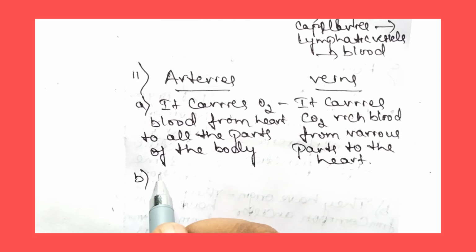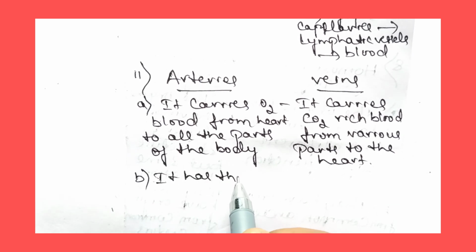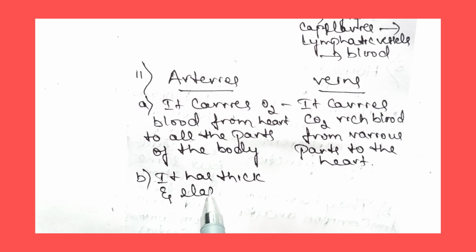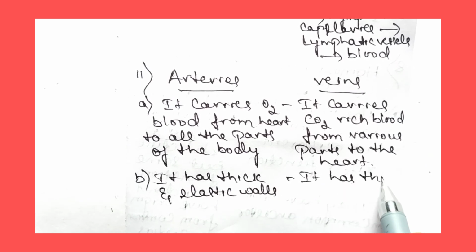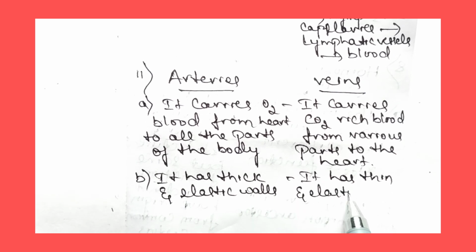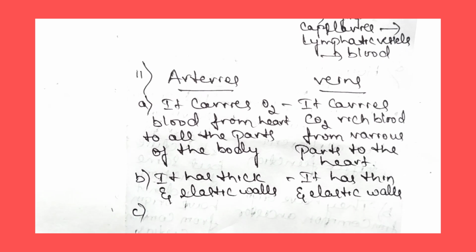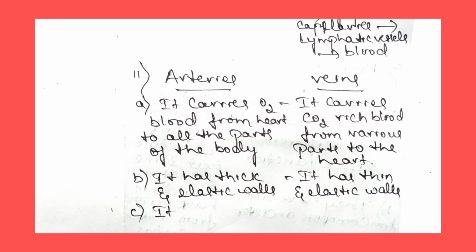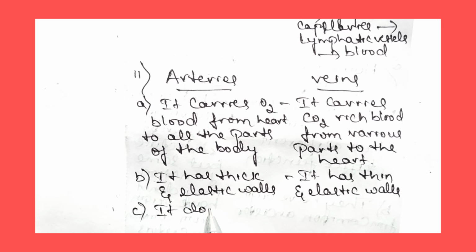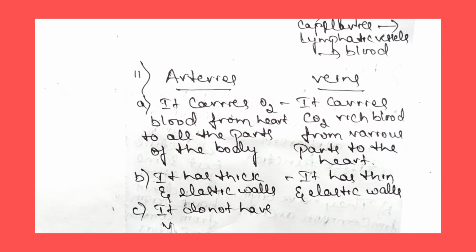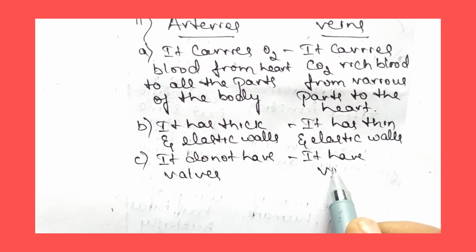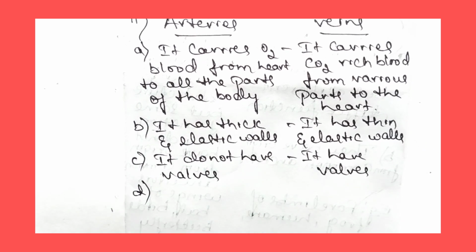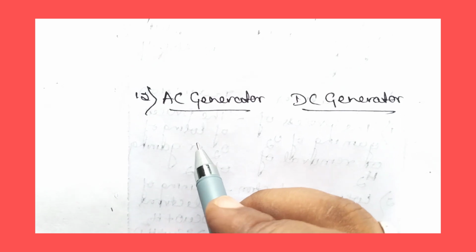Then the second difference is, arteries have thick and elastic walls. Veins have thin and elastic walls. Third difference is, arteries do not have valves. Veins have valves.